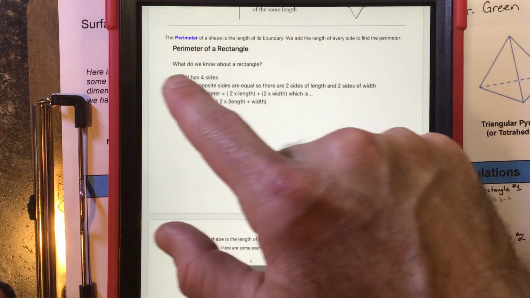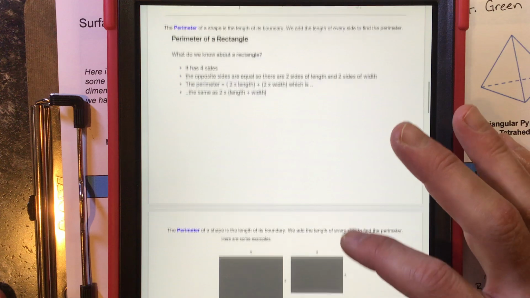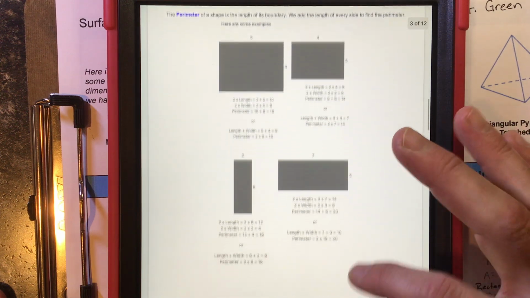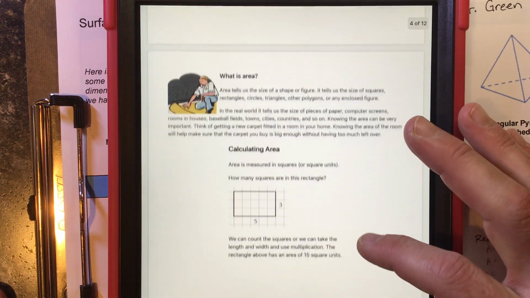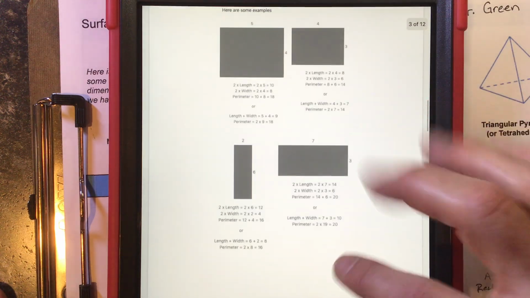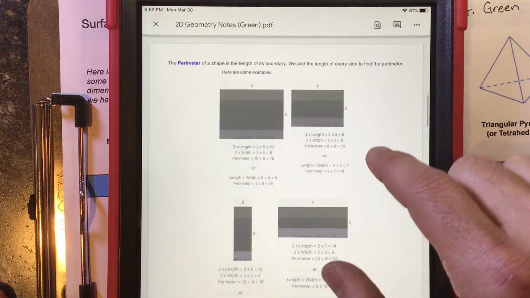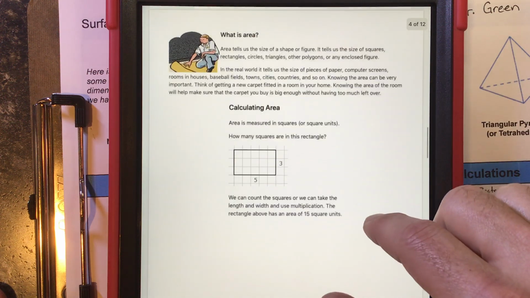The reason I opened it up today is it talks about how we find perimeter of different shapes. And we know that perimeter is a boundary. So when we think about the perimeter, we think about the fence around the outside of something. It can be measured in straight units, so our units are going to be things like feet or inches or yards, centimeters, that type of thing.